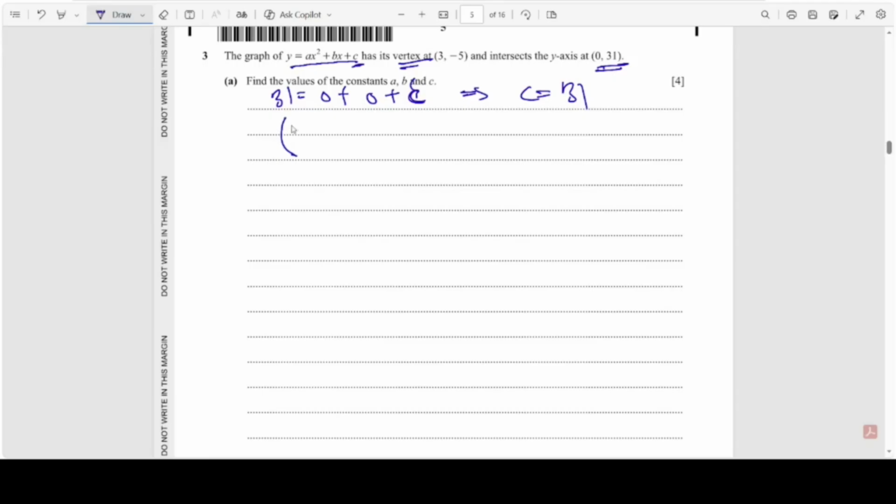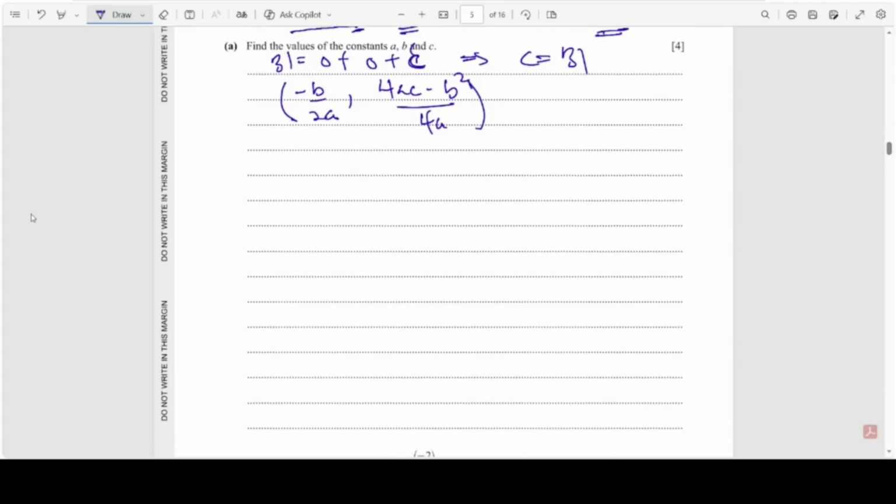And then we have this formula. The turning point of a quadratic equation is given by negative b over 2a for the x coordinate, and the y coordinate is 4ac minus b squared all over 4a. So from what we've been given, (3, -5) means that negative b over 2a is equal to 3. So we're going to do that and try to get one equation.